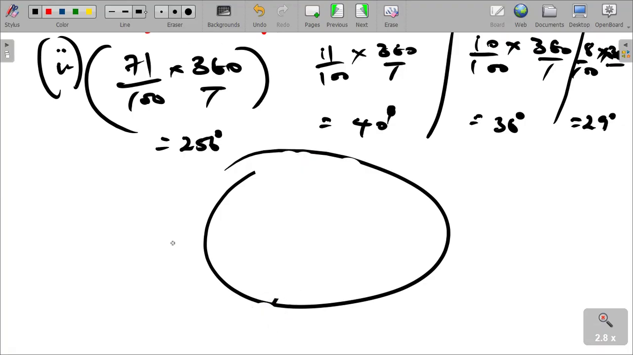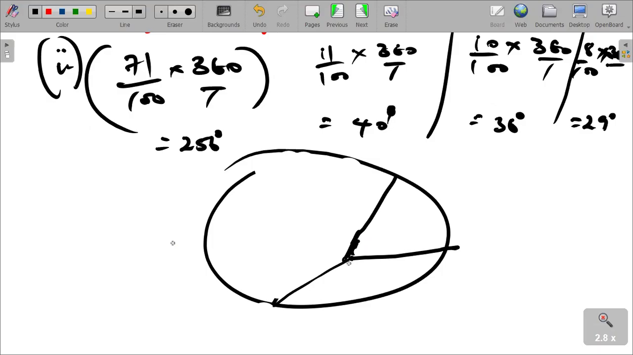I'm just saying that's how you draw your thing. So we are actually going to draw something like that, 256, and then we have got 40. 40 is like that. The concept is just showing the variation of the degrees that we have, and then we have got 36 and 29.